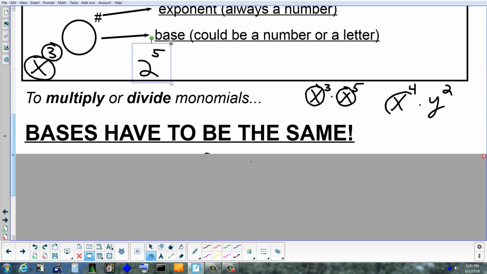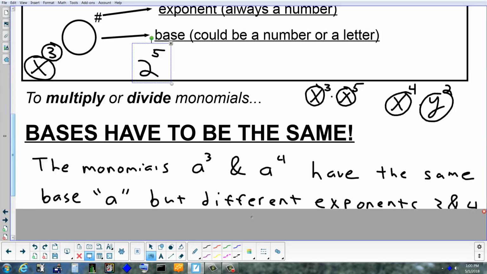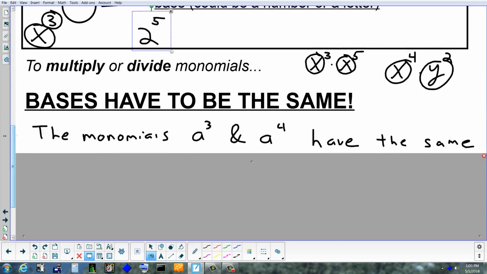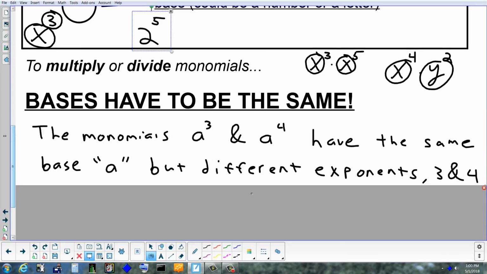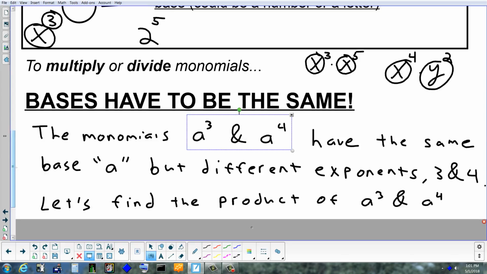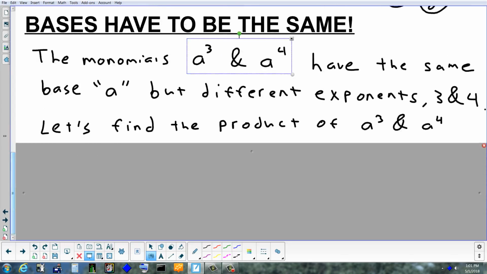What's the base right here on that one? X. And the base on the second one? Y. They're different. If you're going to combine them, once I teach you the rule to do it, they have to be the same. Okay. How about those? A cubed and a to the 4th. They have the same base, but different exponents. Different exponents is okay. One's a 3, one's a 4, one's a 5, one's a 9. That doesn't matter. The numbers don't have to be the same at the top. It's the bases. Okay, so let's multiply these together and see what happens.